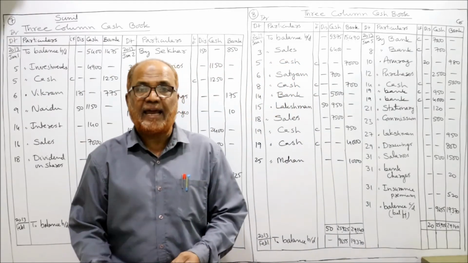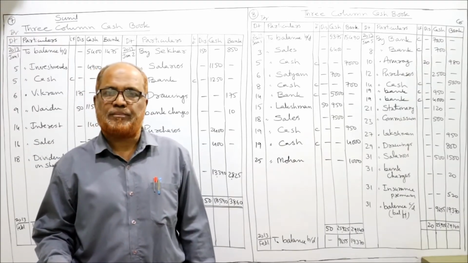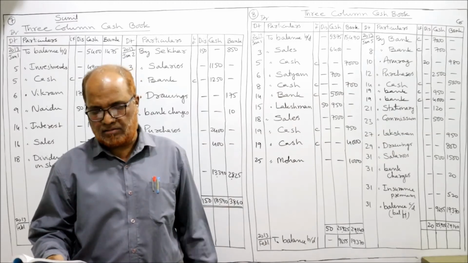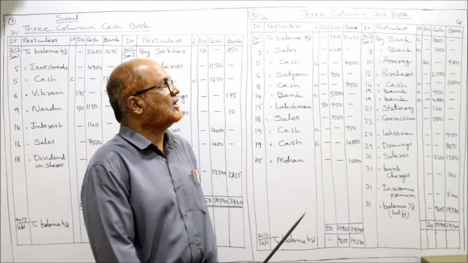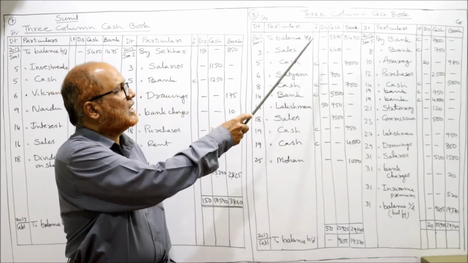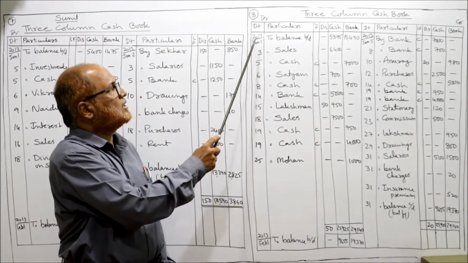Now I am reading out the 8th problem. See carefully. Enter the following transaction in a triple column cash book, 2013 January. So date is given. We are given the transactions for the month of January 2013. So 3 column cash book. Debit, credit, date, particulars, LF, discount, cash, bank. Debit side 2013 January 1st.